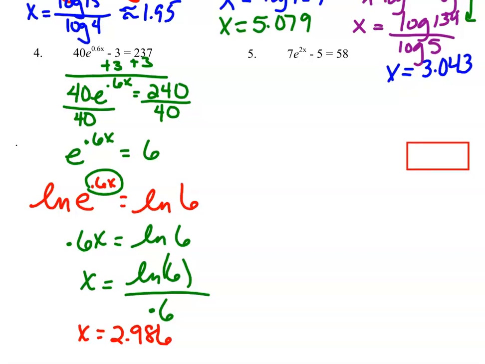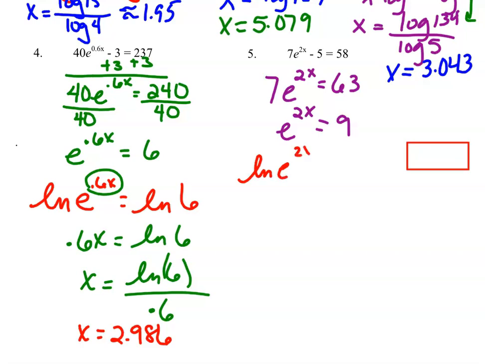All right, checking. First thing I would do is I would add the 5 to the other side. So 7 times e to the 2x would equal 63. Then I could divide the 7 out, and I have e to the 2x being a 9. Now I'm going to take the natural log of both sides, since I'm using e as my base. Natural log of e to the 2x is just 2x.